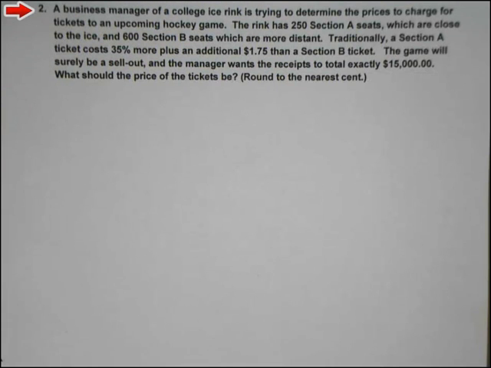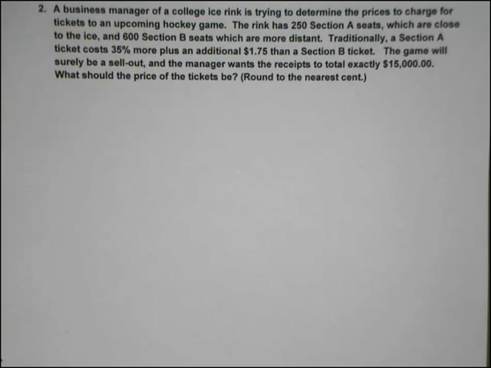Exercise 2. A business manager of a college ice rink is trying to determine the prices to charge for tickets to an upcoming hockey game. The rink has 250 Section A seats, which are close to the ice, and 600 Section B seats, which are more distant. Traditionally, a Section A ticket costs 35% more plus an additional $1.75 than a Section B ticket. The game will surely be a sellout, and the manager wants the receipts to total exactly $15,000. What should the price of the tickets be? Round to the nearest cent.